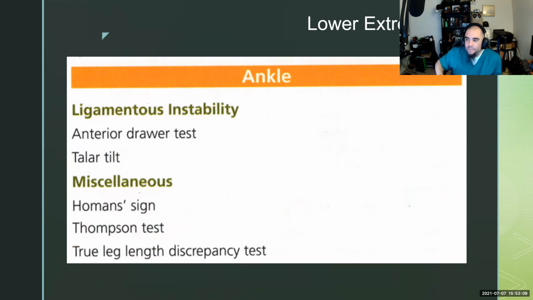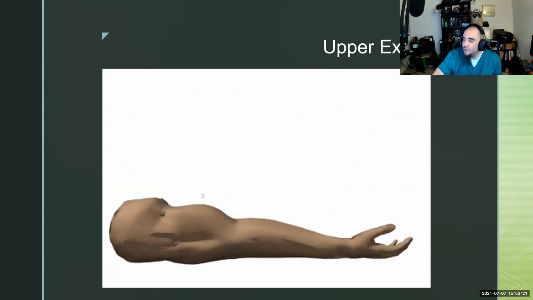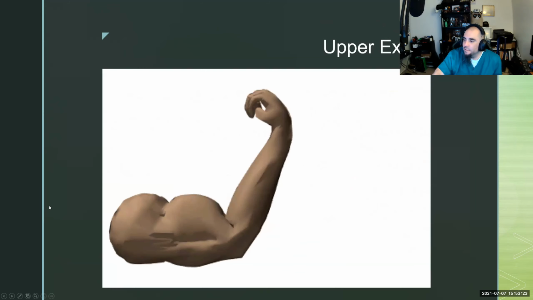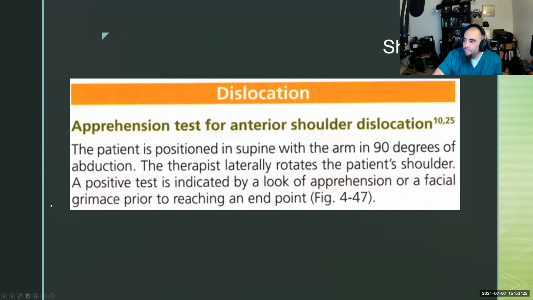That list of tests is a lot shorter than that huge honking list I gave you, right? But I wanted to make sure you had all of the tests in case you encounter them out there. So let's just talk about a few of them. We're going to talk about the arm first.